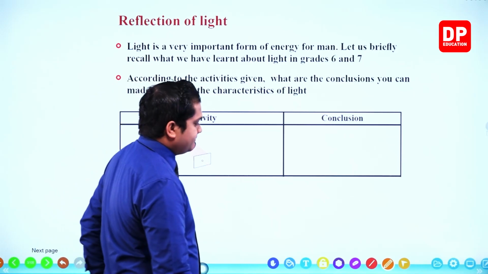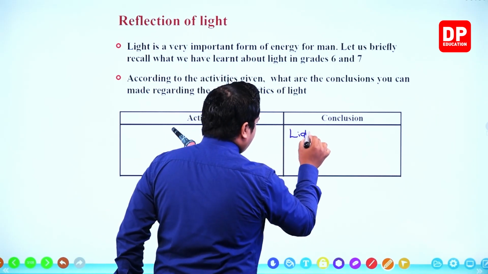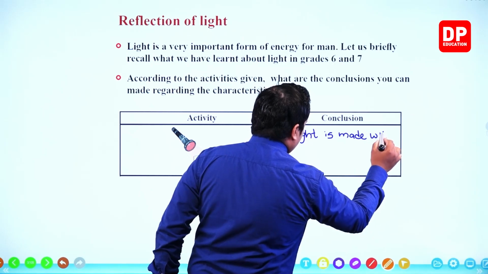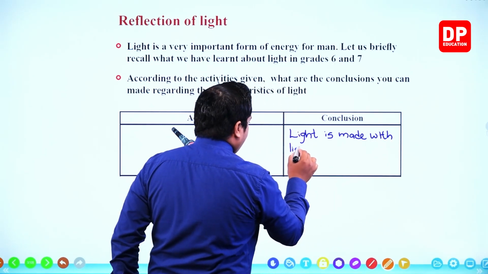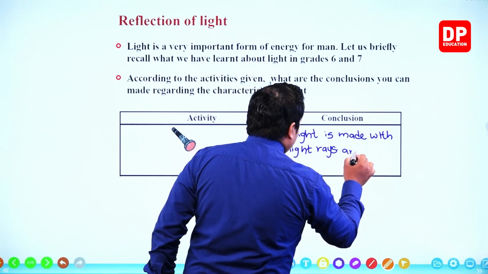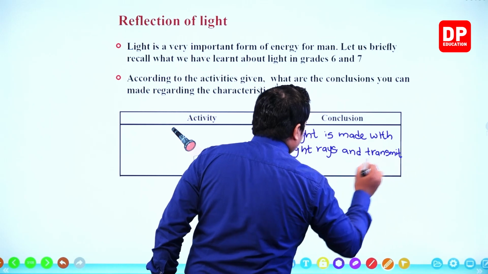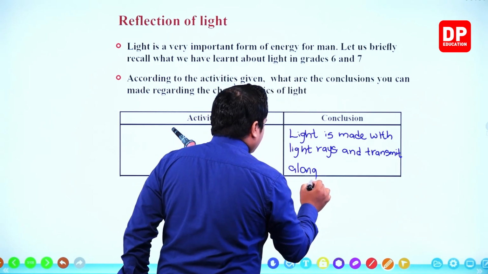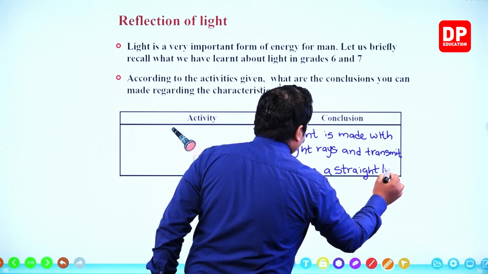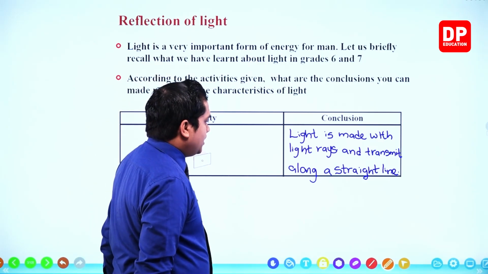Light is composed of light rays. So let's write down our conclusion. Light is made with light rays and transmit along a straight line. Okay, light is made with light rays and transmit along a straight line.